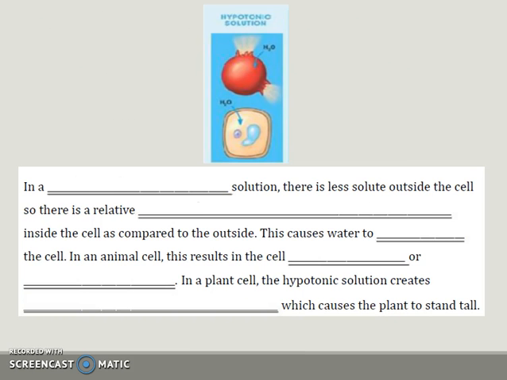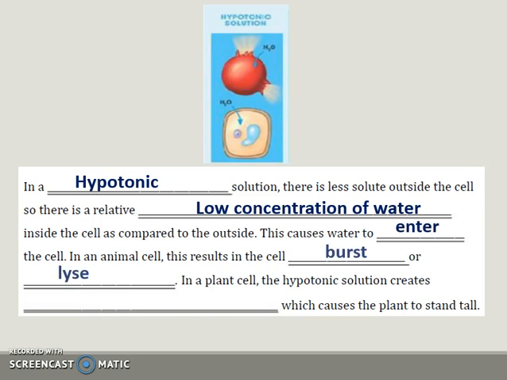If the cell is in a hypotonic solution, there's less solute outside of the cell, so there's a relatively low concentration of water inside the cell compared to the outside. Low solute on the outside means there's lots of water. So this is going to cause the water to go into the cell, enter the cell. In an animal cell, this can result in the cell bursting or lysing. In a plant cell, the hypotonic solution creates a turgor pressure, which causes the plant to stand tall. So that's why plants stand tall, because the water is coming into the cell, causing the cells to fill up.